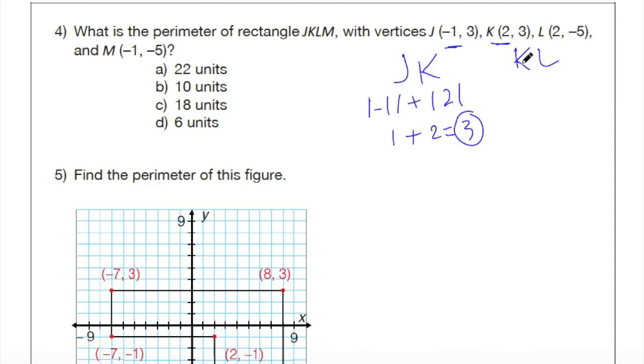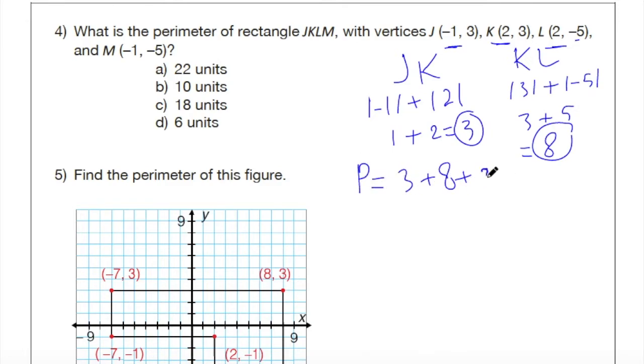For KL, we're going to calculate the distance between 3 and -5, which have different signs. So we're going to add the absolute value of both. So it will be absolute value of 3 plus absolute value of -5, which is 3 plus 5 equals 8 units. Because of the property of a rectangle that each two opposite sides are equal in length, now we have the perimeter 3 plus 8 plus 3 plus 8, which is 22 units.